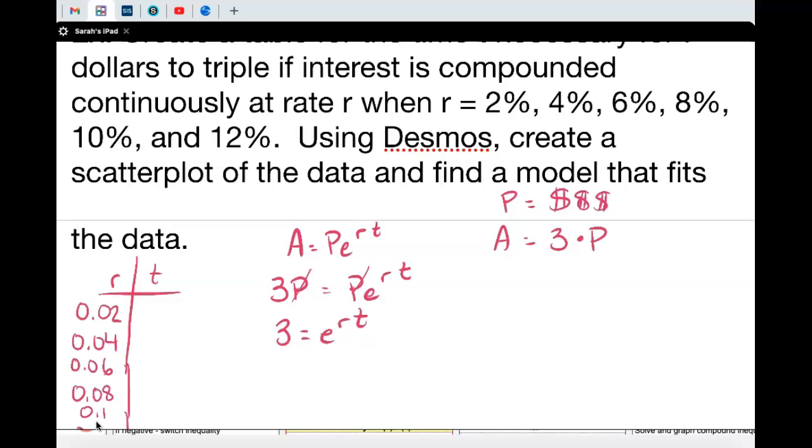Everybody with me? Okay. So plugging in 0.02, we have 3 equals e to the 0.02t. And I would like to solve this for time.